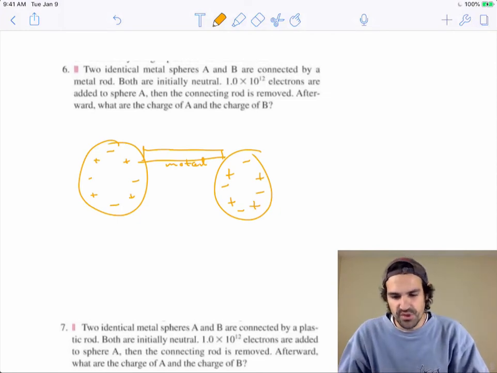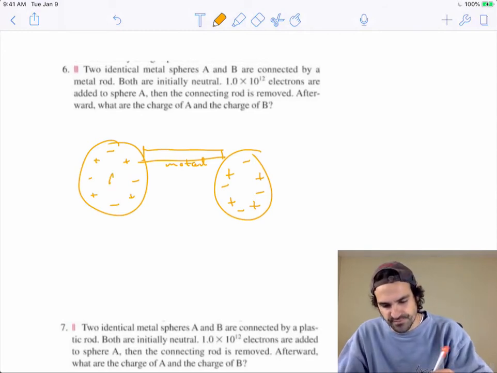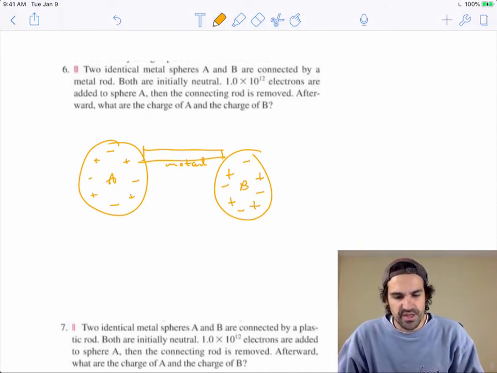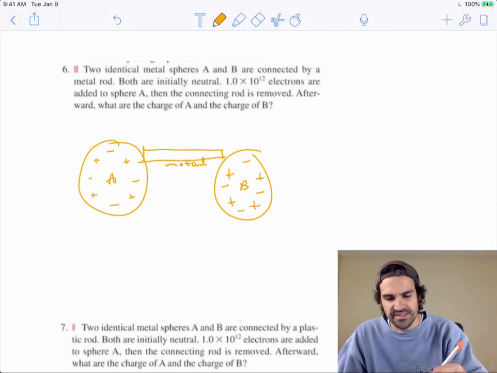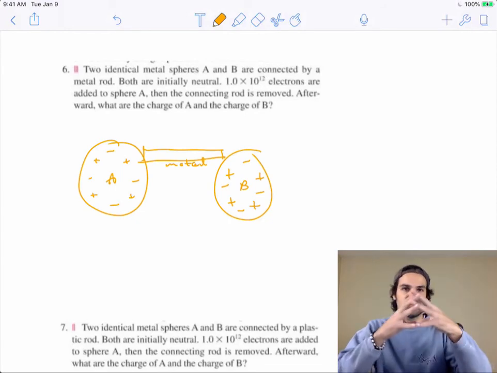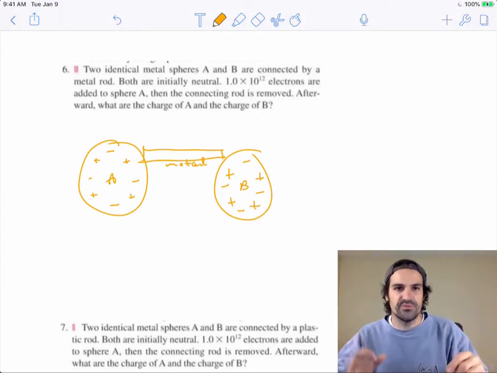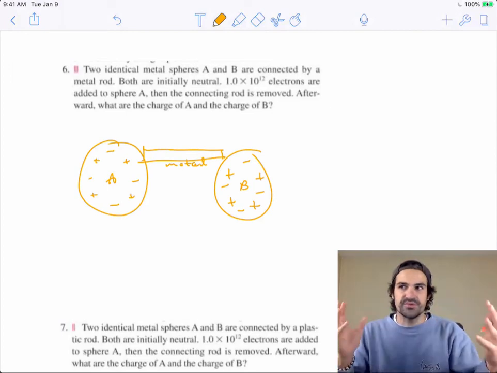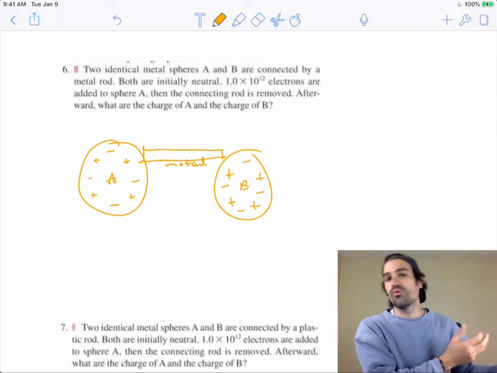Both are initially neutral. 1 times 10 to the 12th electrons are added to the sphere A, and then the connecting rod is removed. Afterward, what are the charges of A and B? So we've added 1 times 10 to the 12th electrons to this, and because electrons want to spread out evenly and get as far away from each other as possible, if these are both equally neutral, that means the electrons are going to completely spread. They're not going to be more repelled by B or more repelled by A.